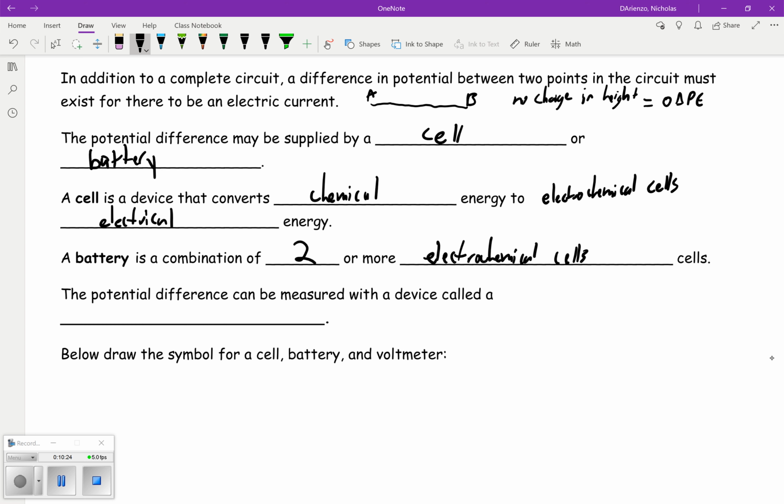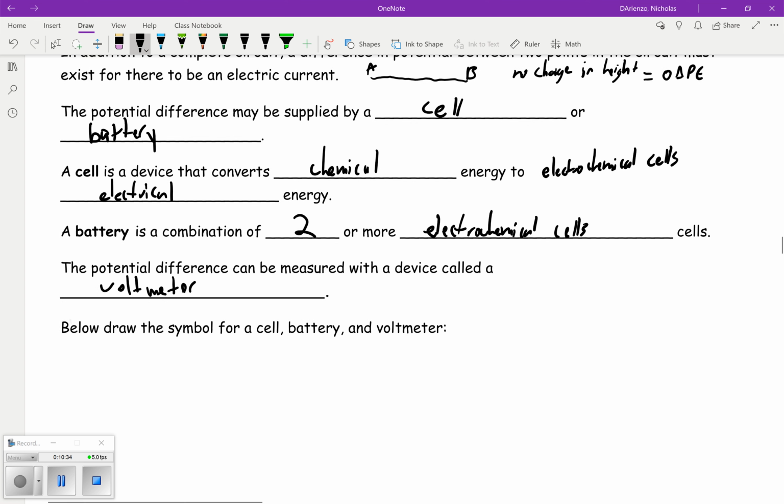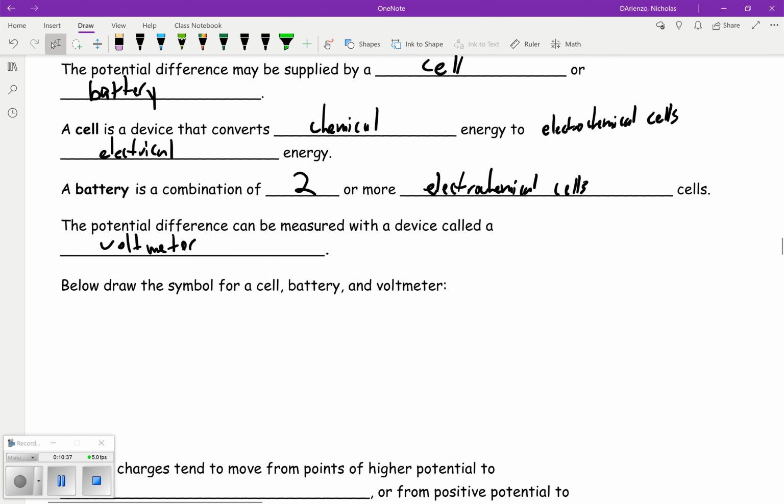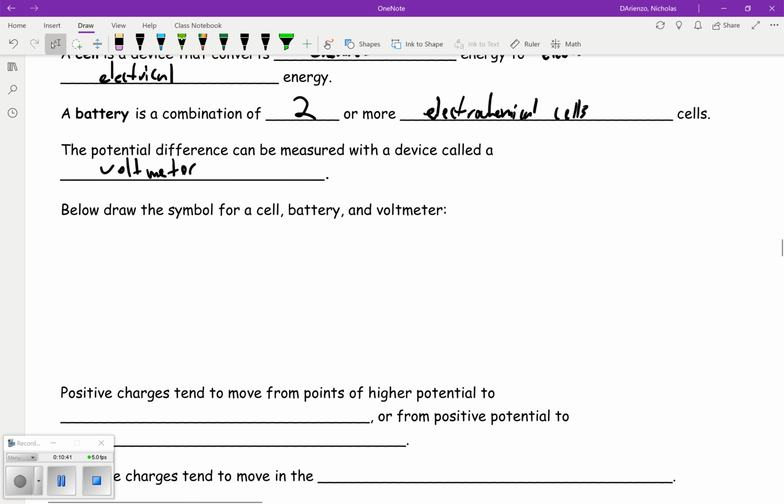And the potential difference can be measured in a circuit using a voltmeter. How original. Ammeter and a voltmeter. Easy to remember though.